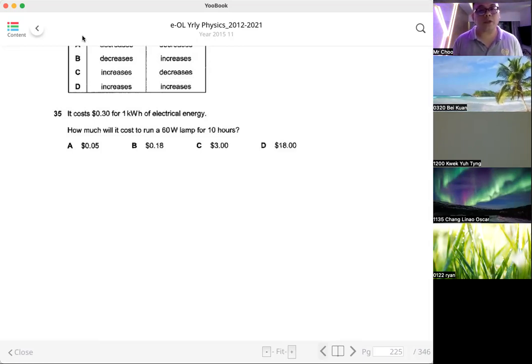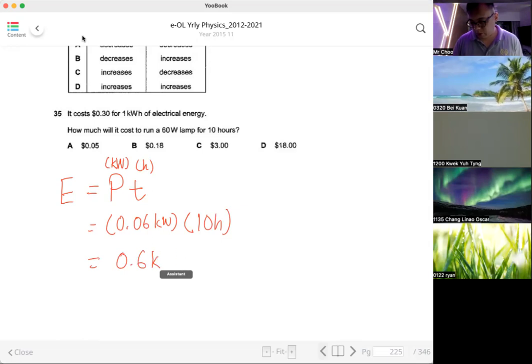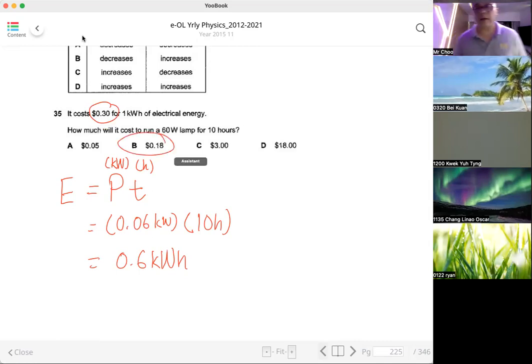To find how much the thing costs, you must find the energy cost. You know, energy is power times time. For power times time, your power is in kilowatt, your time is in hour. Clear? For this device, the power is 0.06 kilowatt multiplied by 10 hours. From there, you know that is 0.6 kilowatt hour. If 1 kilowatt hour is 30 cents, 0.6 kilowatt hour will be 18 cents. Most of you are able to do this question. Well done. Let me continue.